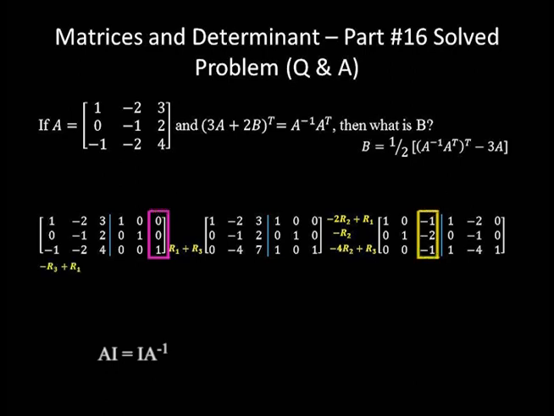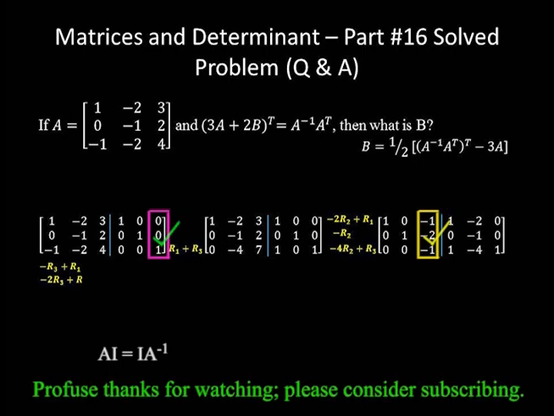Similarly, to convert this negative 2 to 0, we can multiply row 3 by negative 2 and add it with row 2. To convert this negative 1 to positive 1, we have to multiply row 3 by negative 1.